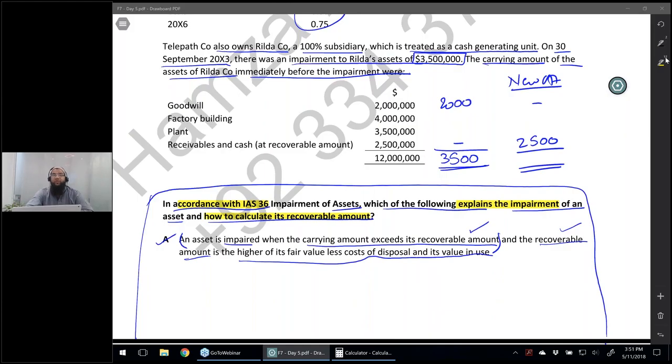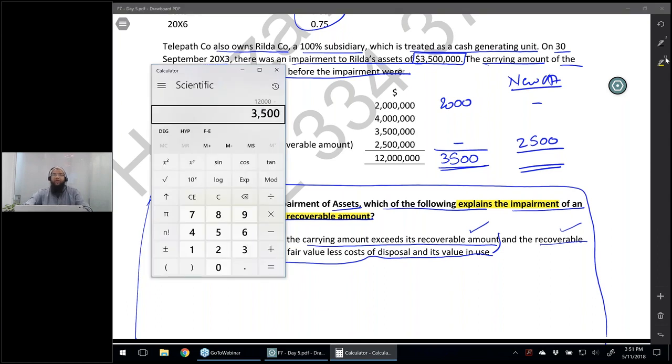I don't know why the screen is taking too much time. Okay. So 12,000 minus 3,500 is going to give you a value of 8,500.